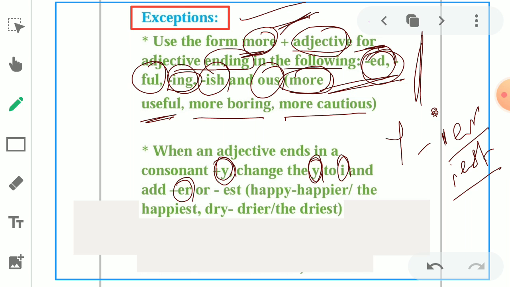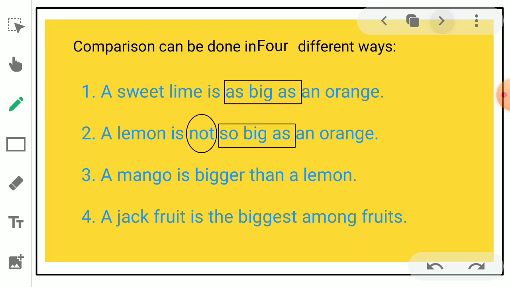For example, happy ends with y. In the place of y we write i, then er: happier. Similarly, in the superlative, the happiest. So in the place of y we have written i, then est. Dry, driest, the driest. This is the way we have to make use of all this.